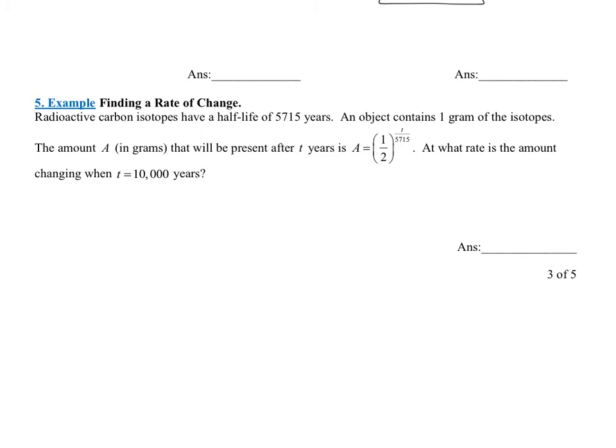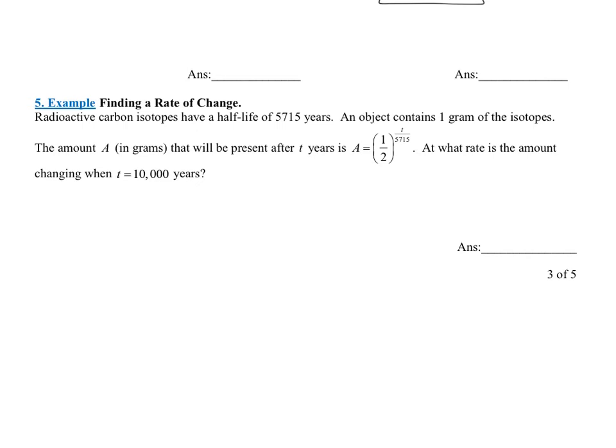So let's give this a read right here. It says radioactive carbon isotopes have a half-life of 5,715 years. An object contains 1 gram of the isotopes. The amount in grams that will be present after t years is A equals 1/2 to the t over 5715. Again, that 1/2 is coming from the half-life. Notice that 5715 is the half-life of this radioactive carbon isotope. So it says, at what rate is the amount changing when t equals 10,000 years?